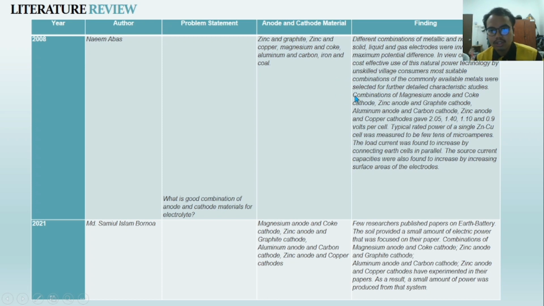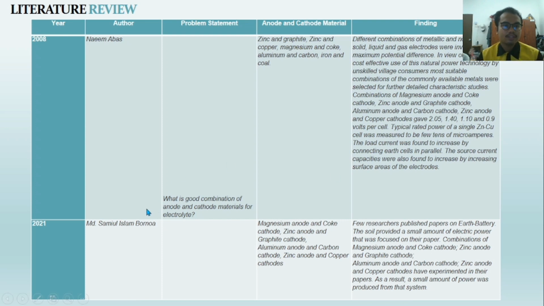So the combination of magnesium anode and coke cathode, zinc anode and graphite cathode, aluminium anode and carbon cathode, zinc anode and copper cathode gave 2.05 volt, 1.4 volt, 1.10 volt, and 0.9 volt per cell. Typical rated power of a single zinc copper cell was measured to be a few tens of microamperes.